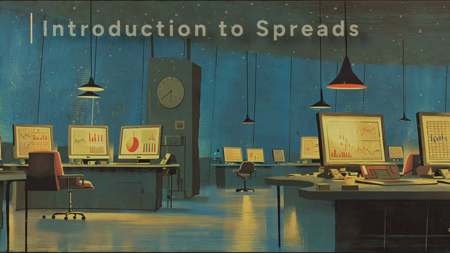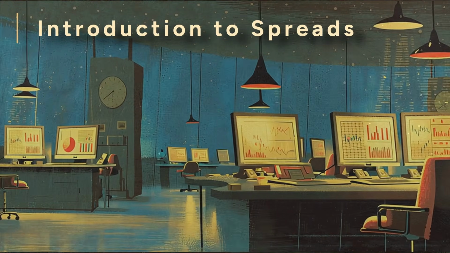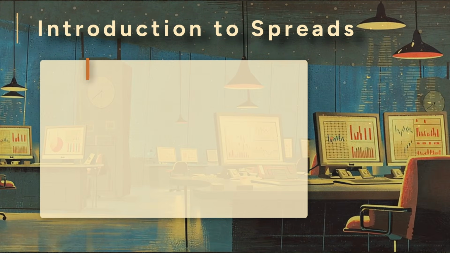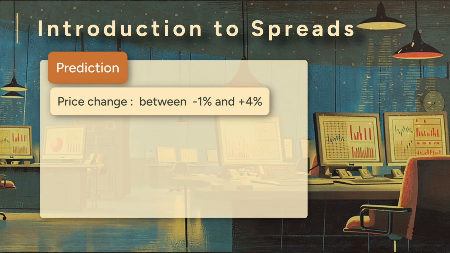It's earnings season, and a giant tech stock is about to report their numbers. You've crunched the data and have a prediction. You're confident the stock price will change somewhere between -1% and +4%. This is no time for a simple call or put.